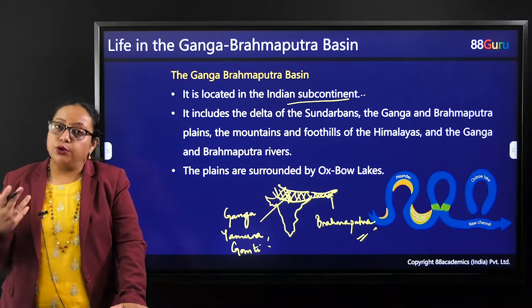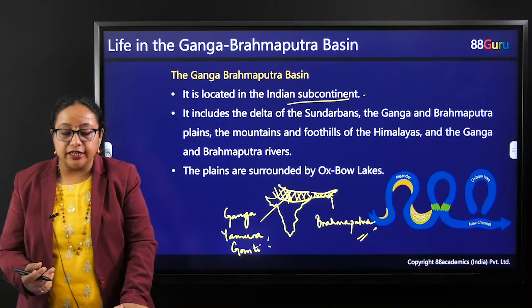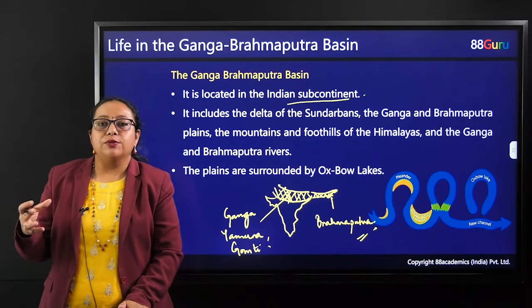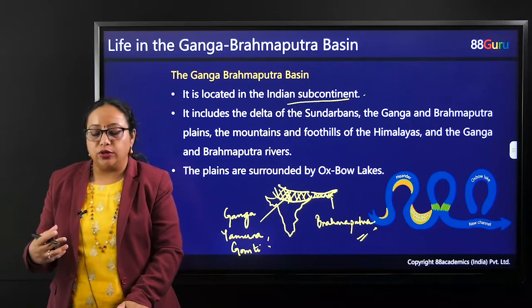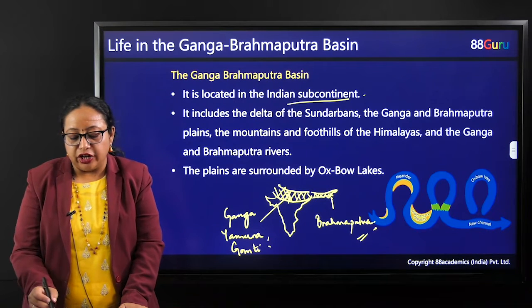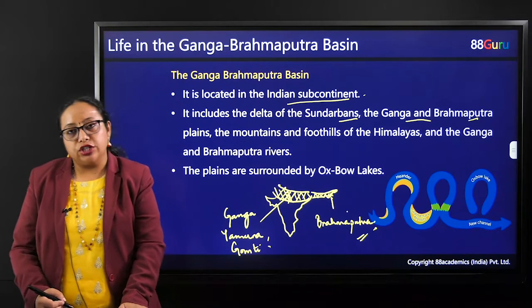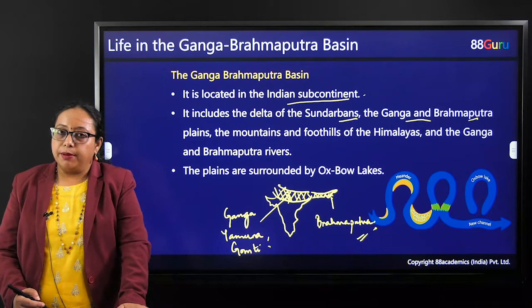It includes, we already know it's there in the Indian subcontinent, meaning maybe a little bit of Bangladesh is also included. So that is why we are saying Indian subcontinent and not only India. It includes the areas of Sundarban, Ganga and Brahmaputra plains, the mountains, foothills of Himalayas, Ganga and Brahmaputra valleys.